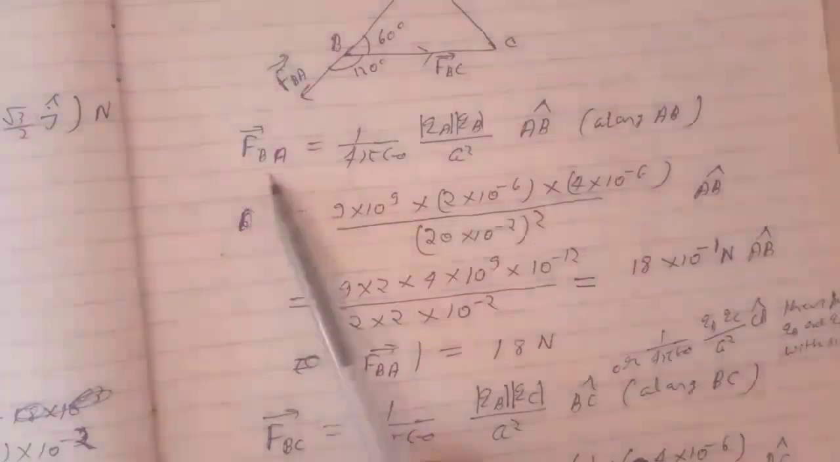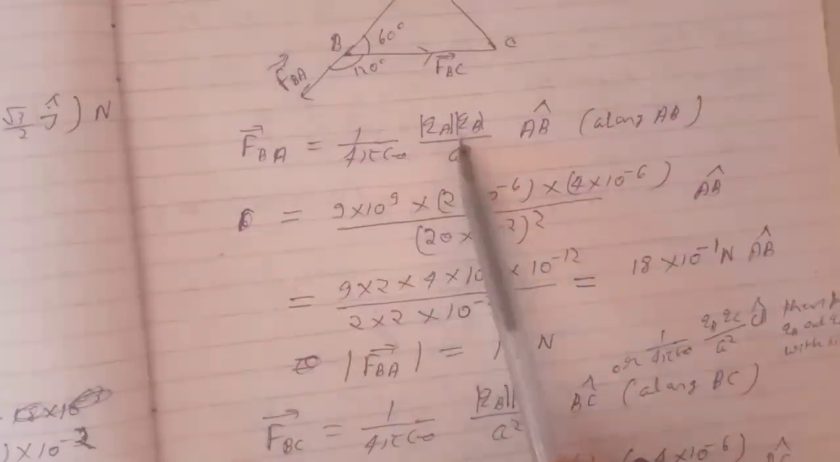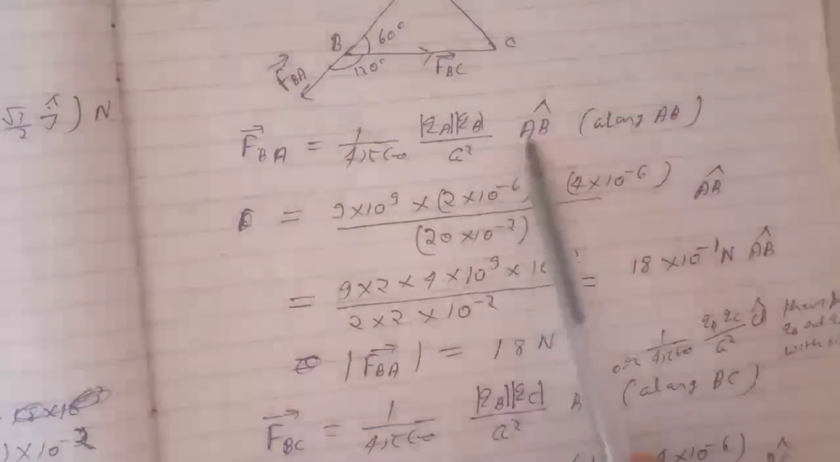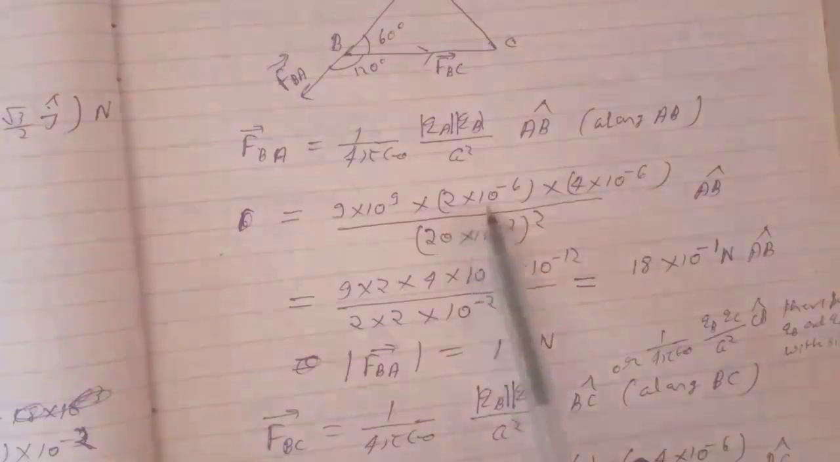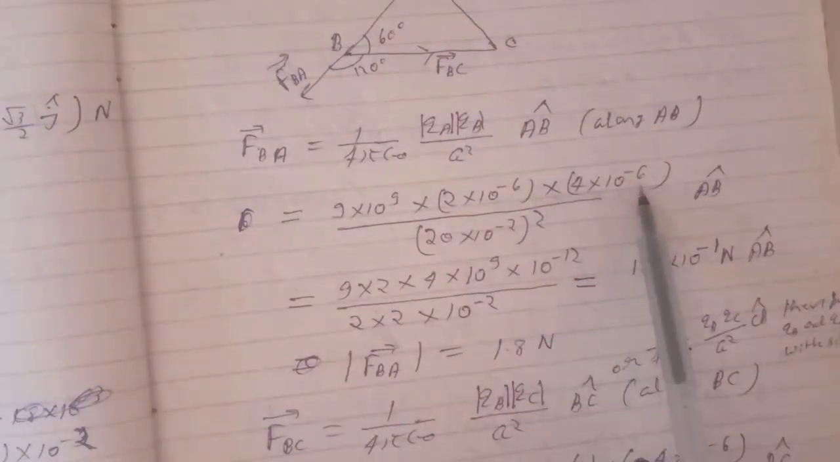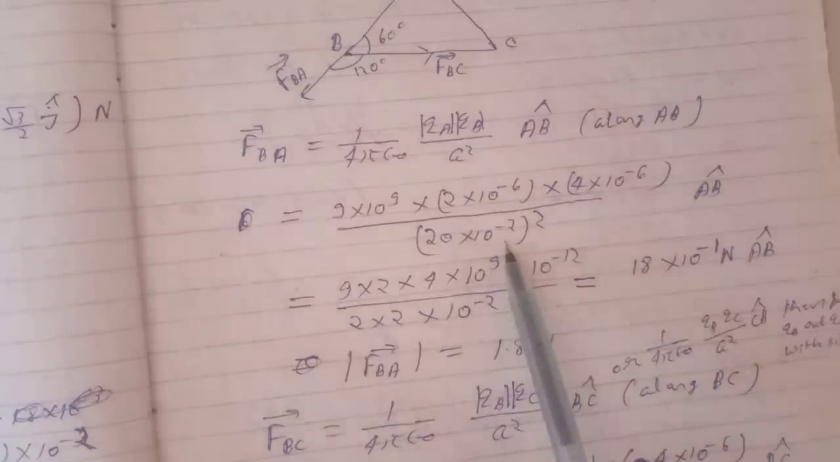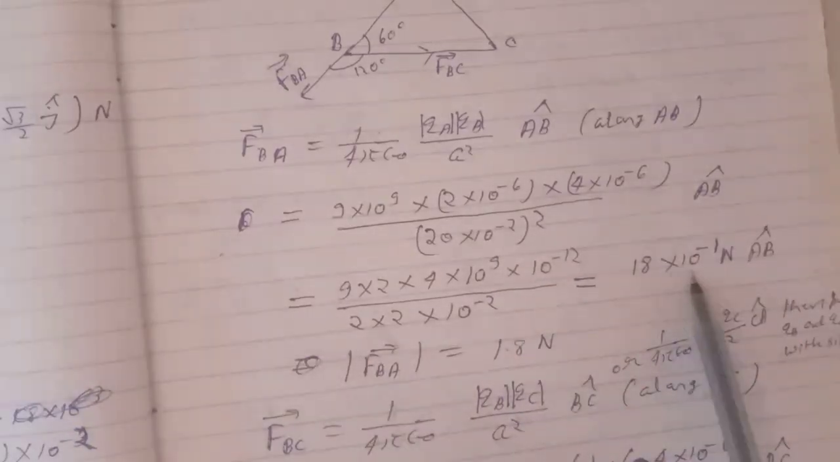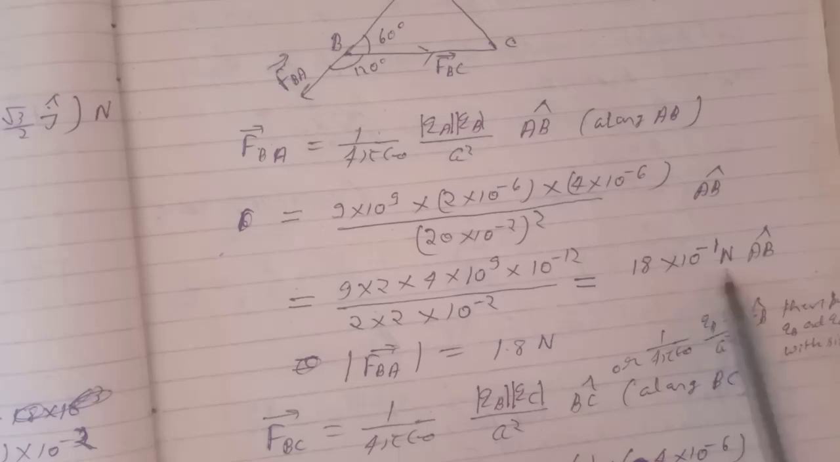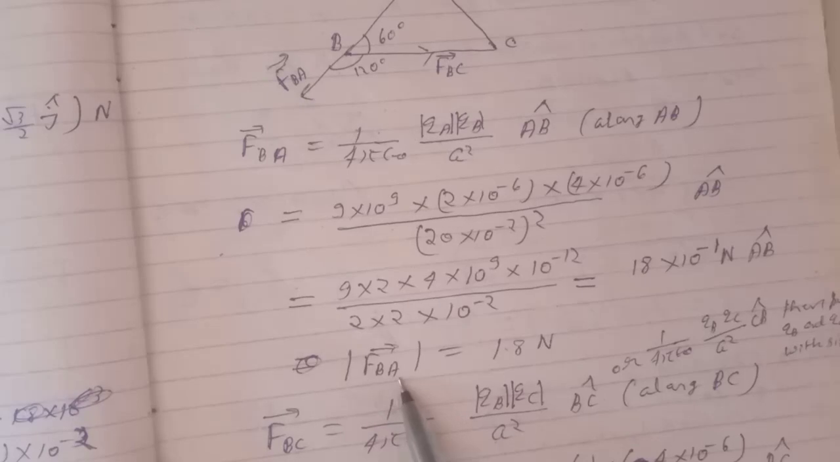Now F_BA, the force on B due to A, equals 1 by 4 pi epsilon naught, Q_A into Q_B, by AB squared, along AB cap. Or 9 into 10 to the power 9, into 2 into 10 to the power minus 6, into 4 into 10 to the power minus 6, by (20 into 10 to the power minus 2) whole squared, AB cap. Or it is 18 into 10 to the power minus 1 Newton AB cap. Finally, the magnitude of F_BA equals 1.8 Newton.